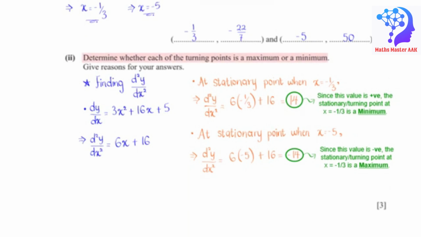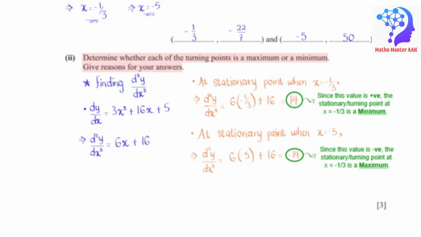Determine whether each of the turning points is a maximum or a minimum. To be able to determine this, we first need to find the second derivative of the curve. And we can do that by differentiating dy/dx. dy/dx is 3x squared plus 16x plus 5. When we differentiate this again, we have 6x plus 16.